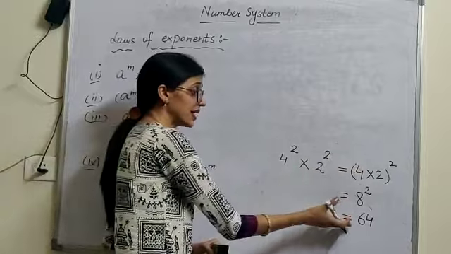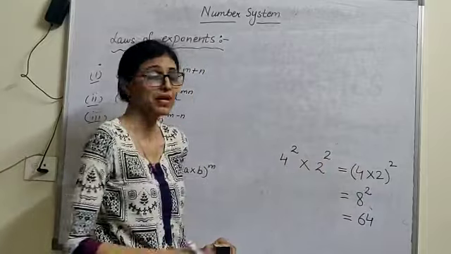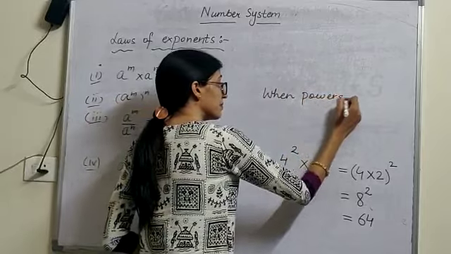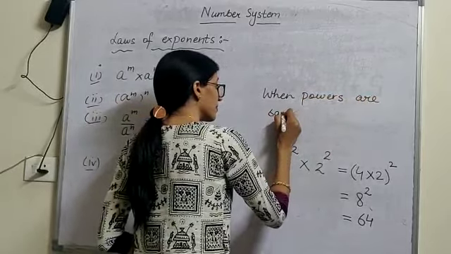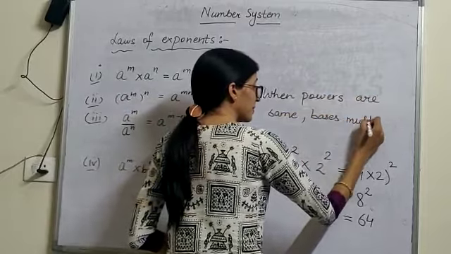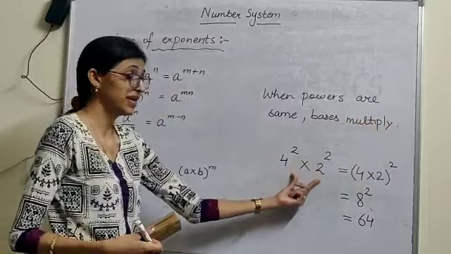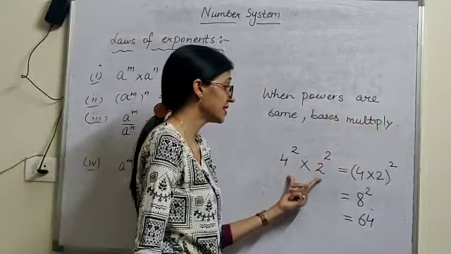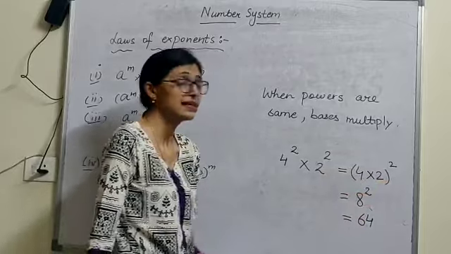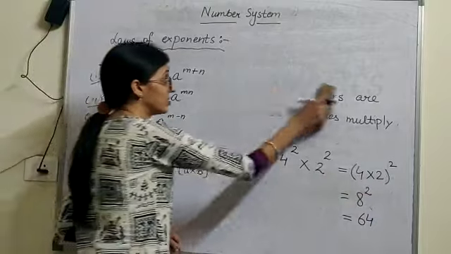Now how did this result come? When powers are same, bases multiply. You can write it down. When powers are same, bases multiply. Here the powers are same, bases are different. So when powers are same, bases multiply. So bases multiply, 4 twos are 8, 8 raised to power 2, that is 64. These are the laws of exponents which you have to take into consideration.